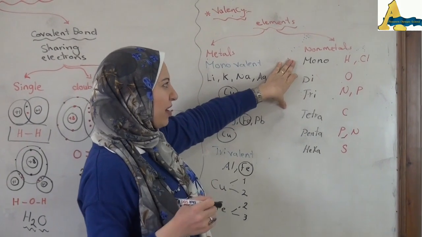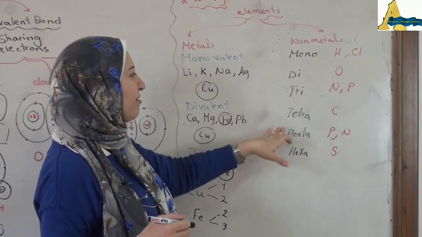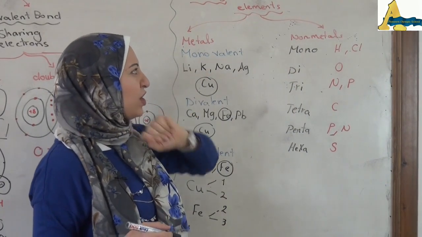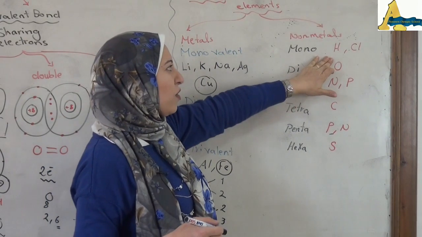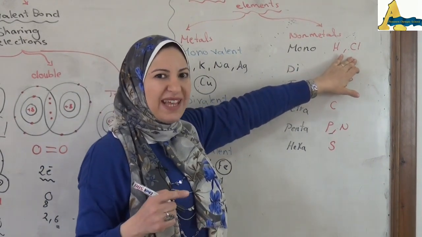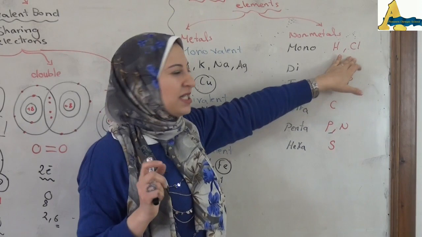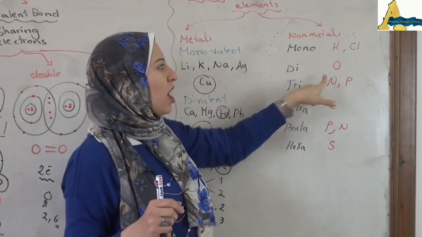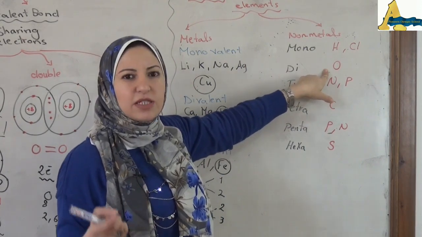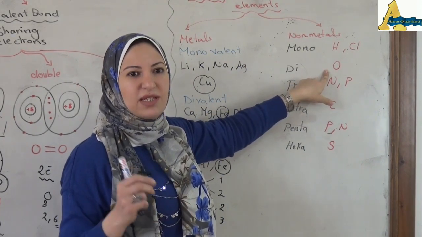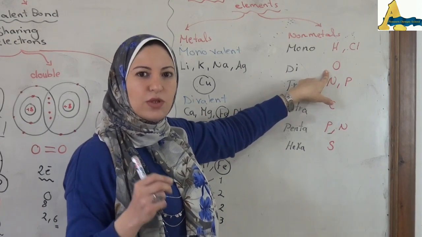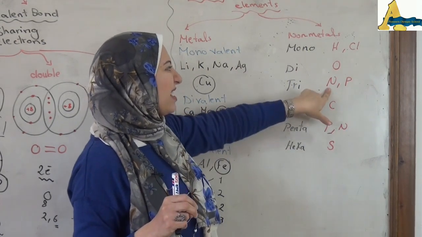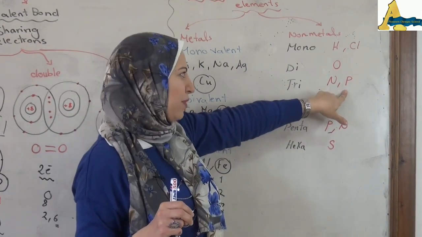Nonmetals can vary from mono, di, tri, tetra, penta, and hexa. Examples for the monovalent nonmetals are hydrogen and chlorine, and we can call them a family: chlorine, fluorine, bromine, iodine, and so on. Examples for the divalent, we have oxygen. If I said give reason, oxygen is a divalent element because it gains or even shares 2 electrons. Di, so 2 electrons. Trivalent, like nitrogen and phosphorus, N and P.